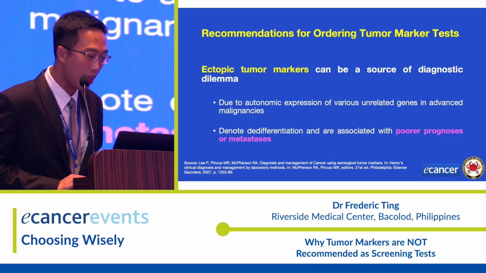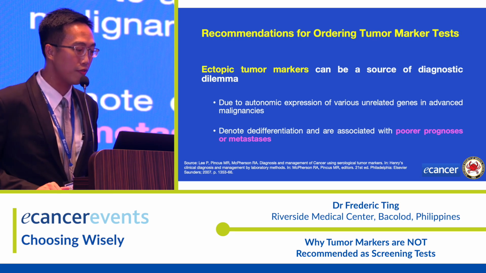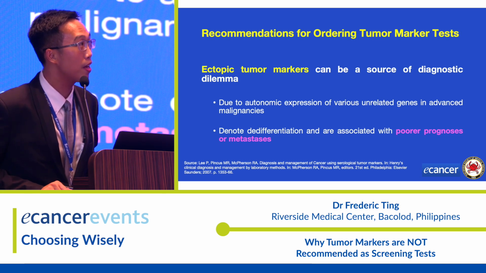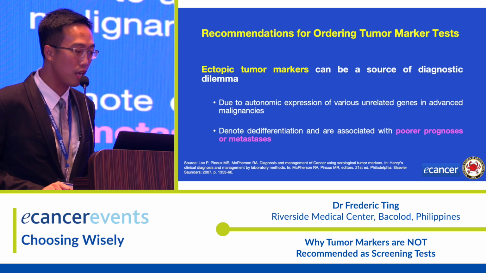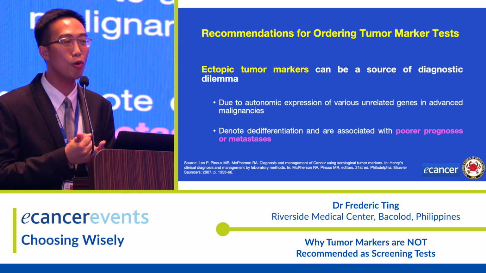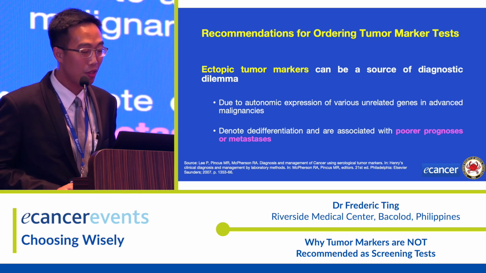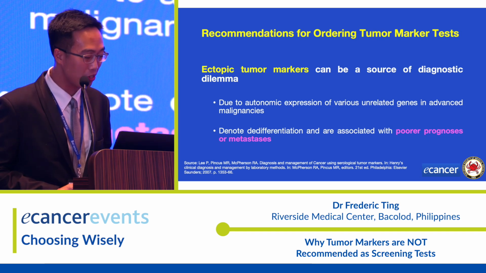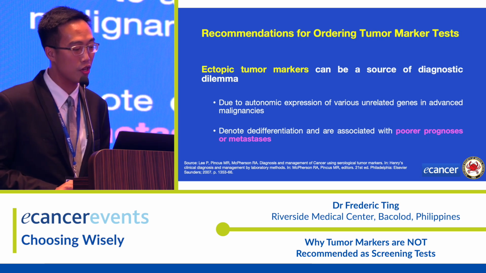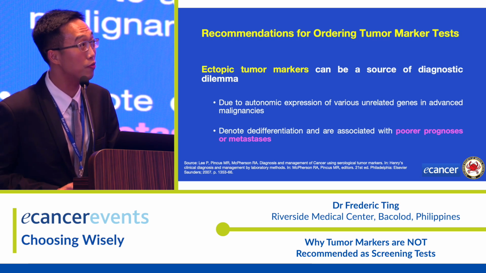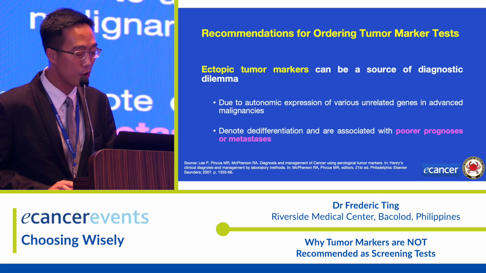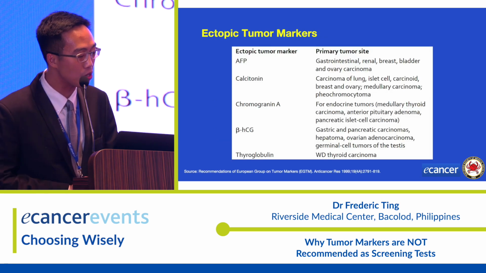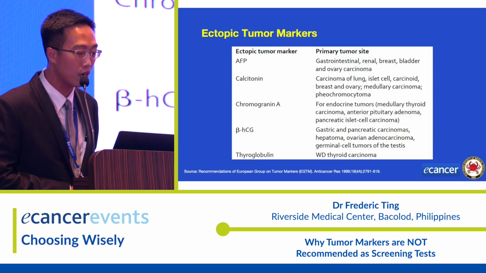Now, shifting gears, I'd like to introduce to you the concept of ectopic tumor markers, which can be a source of diagnostic dilemma. When you say ectopic, it's a tumor marker that's elevated differently from the primary malignancy. This is often due to the autonomic expression of different genes in advanced malignancies, and this signals a poor prognosis among patients. And these are some of the examples of ectopic tumor markers that we may find in our patients.